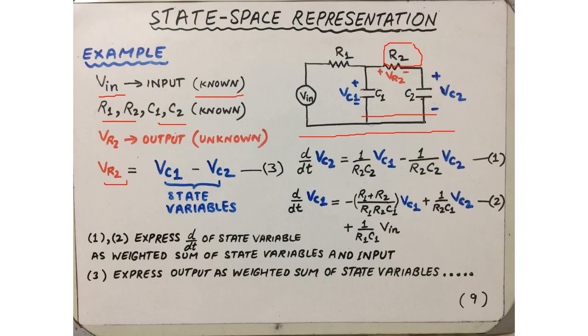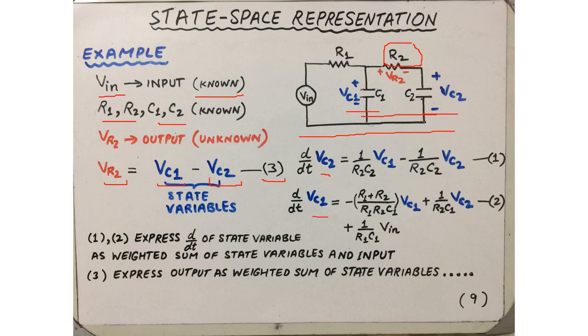Suppose we choose the state variables as the voltages across the capacitors Vc1 and Vc2. Then it is easy to see that we can write down the output as the difference of the state variables, Vc1 minus Vc2. So that is part of the solution that is going to give us the state space representation. But the main part of the state space representation comes from writing the first order differential equation for each state variable, Vc2 and Vc1.